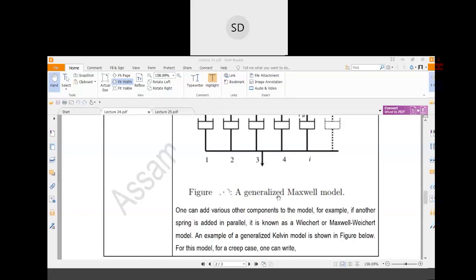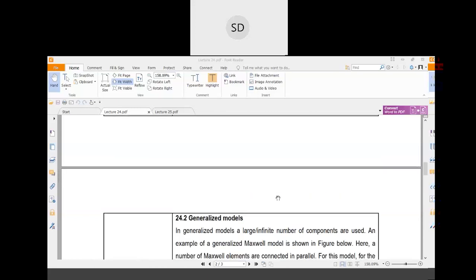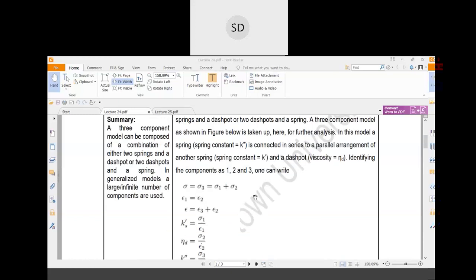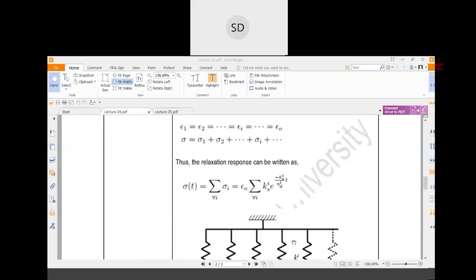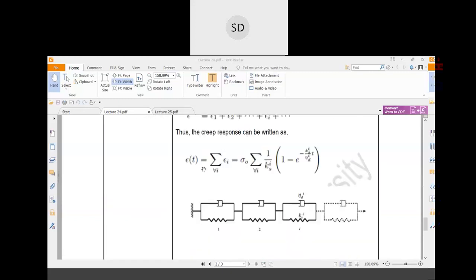So basically these are for your basic understanding of what the different types of models are and how these models are formed. These mathematical expressions are not needed for you. You just have to read about the Kelvin and Maxwell models, that is only included in your syllabus. So this is all about the different types of models and how these models are formed.